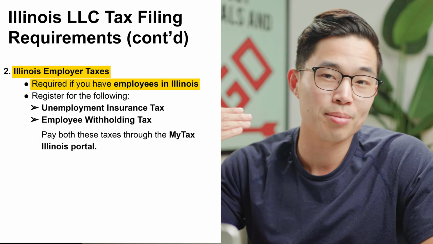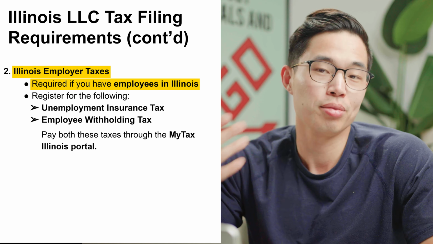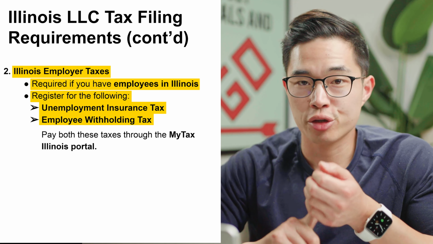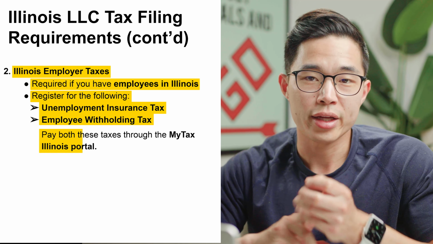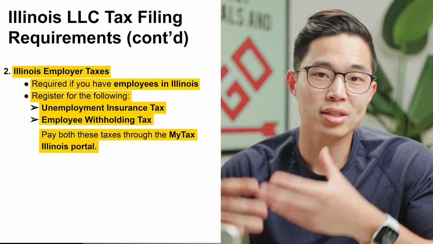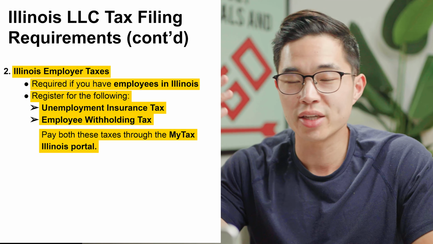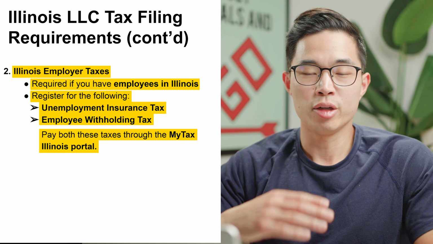If you're also hiring employees, you will need to pay employer taxes. There may be an employment insurance tax, employee withholding tax, and you can pay all of this through the My Tax Illinois portal. But for all this stuff, I definitely recommend talking to your accountant. They'll help you get everything set up.